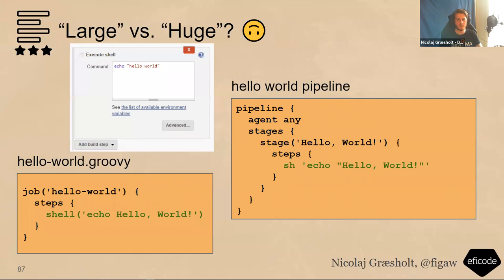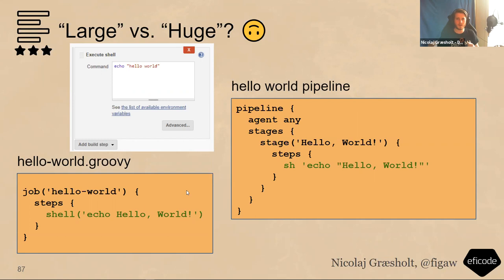So reiterating the topic, large versus huge. Well, here, the difference isn't that big, right? So there's two points to make. Here, you might want to go directly to pipeline because we're just using the shell build step. It's natively implemented in pipeline.